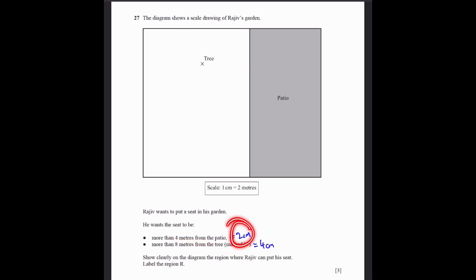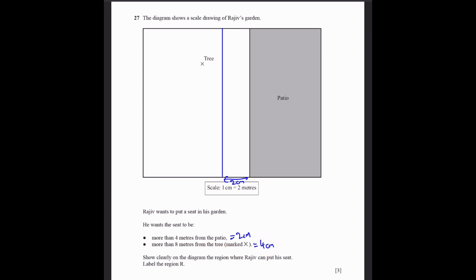So how do we draw more than 4 meters from the patio? That means more than 2 centimeters from the patio, which means we can draw a line which is 2 centimeters away from the patio in every way. We can measure 2 centimeters over here and over there, and simply draw a line using our ruler, just like that. And this length over here should be 2 centimeters. The same thing should be over here.